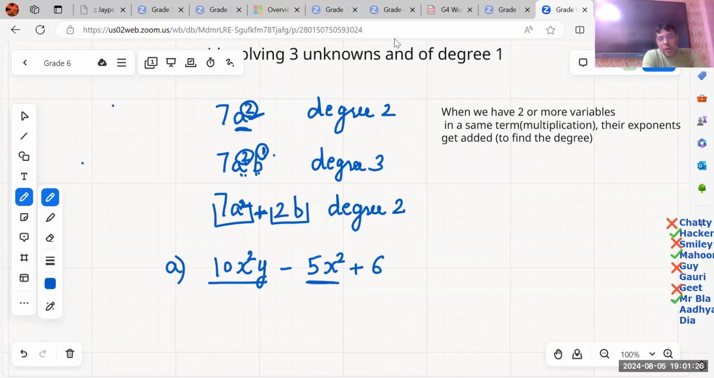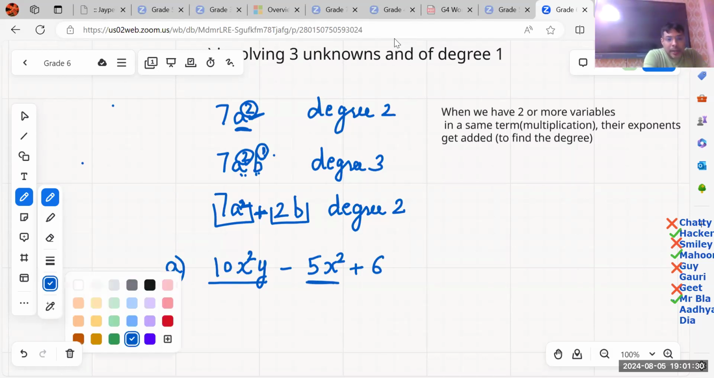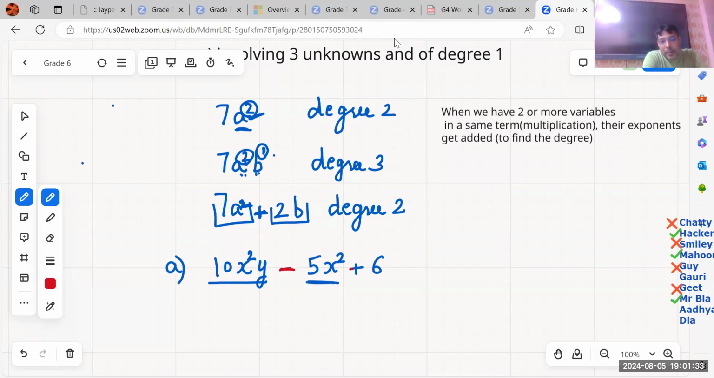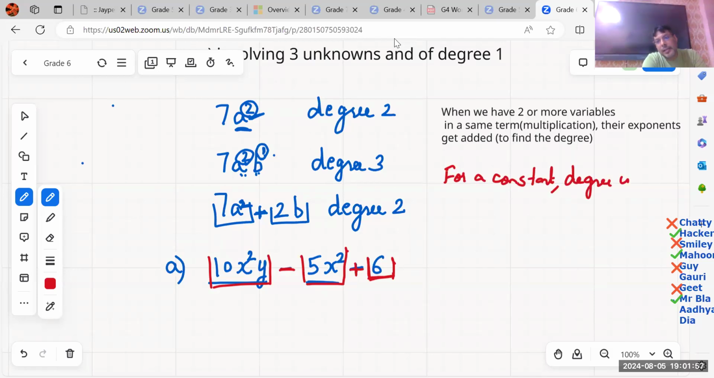Guys, see, first of all, in such type of questions, identify the terms. How many terms do I have? Terms are separated by plus and minus sign. So I have term number 1, term number 2, term number 3. Now we have to consider the individual degrees. For a constant, degree is 0. You can write this down. For a constant, degree is 0. So the degree of 6 is 0.